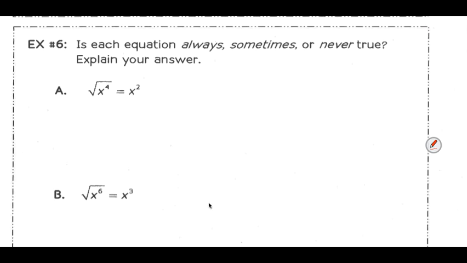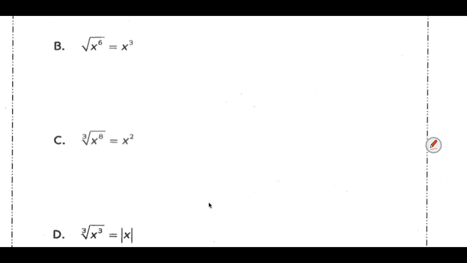B, square root of x to the 6th is x cubed. This is not perfect, okay? Technically, our answer should be the absolute value of x cubed to ensure that that is positive. However, that doesn't mean it's never true. It's actually considered then sometimes true. If x was greater than 0, I guess greater than or equal to 0, 0 would be fine, it would be true in that case, right? Because then we wouldn't need the absolute value if we could guarantee that x was positive, okay?